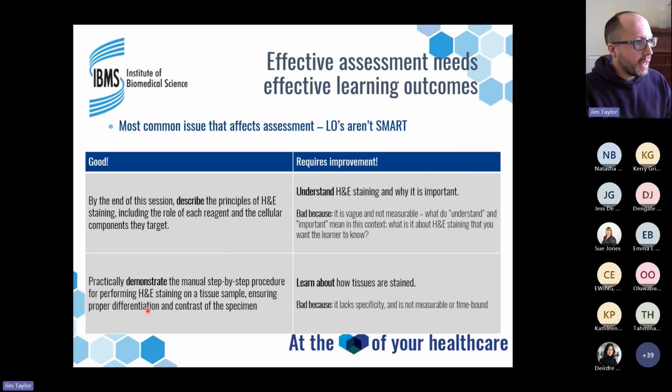Again, another example here: practically demonstrate. So a student knows straight away that if this is the learning outcome, it's likely that in an assessment later on, I'm going to have to show somebody how to do this, or how I implement that in practice. Again, contrast that with learn about how tissues are stained. So good learning outcomes generally write their own assessments, and those assessments are then set up so that students will succeed.